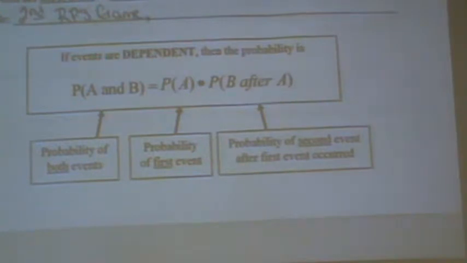So if we're looking for the probability of A and B when they're dependent, you're going to have the probability of the first event multiplied by the probability of the second event, but we have to take into consideration what happened in the first event. So it's the probability of the second event after the first event has occurred. And we'll see an example of this in our examples on the next page.